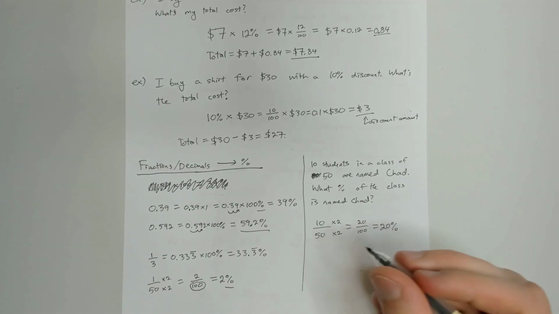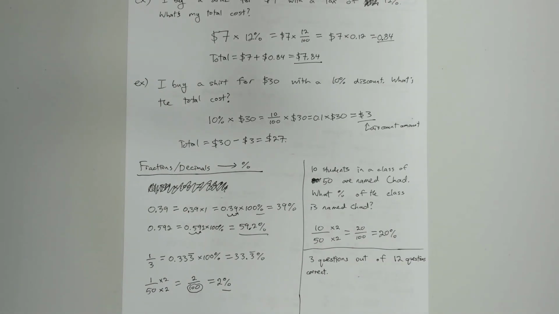And as another example, okay, so let's say I get 3 out of 12 questions correct on a test or something like that. So if it was 3 questions out of 4, that's not bad. But 3 out of 12, I definitely failed the test, right? I got 9 questions wrong here. But we can convert this into a percent to make this more clear.